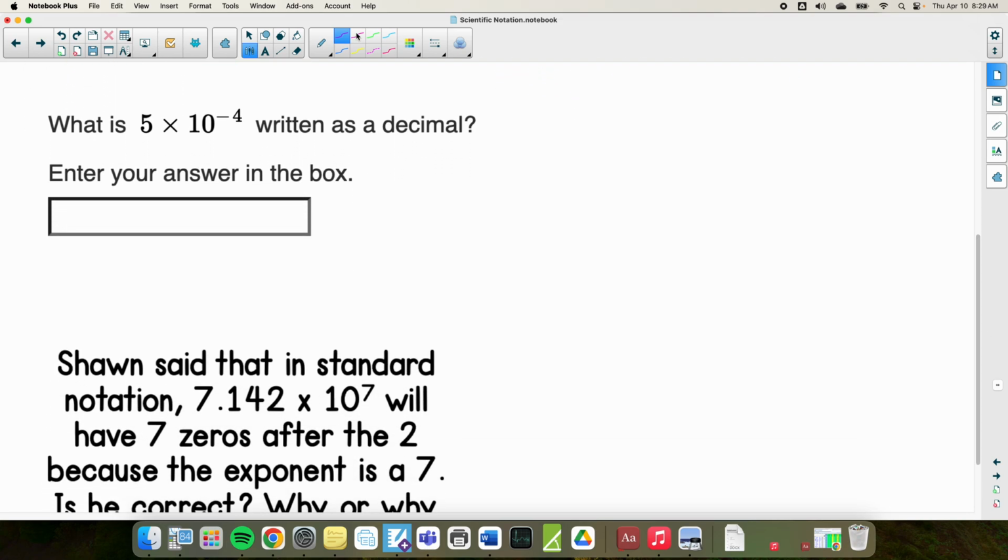What is 5 times 10 to the negative 4th written as a decimal? So it's going to be a small number, right? So if I have 5 and I want to write it as 10 to the negative 4th, I go 1, 2, 3, 4, my decimal ends up there, and I add 3 zeros. So 0.0005.